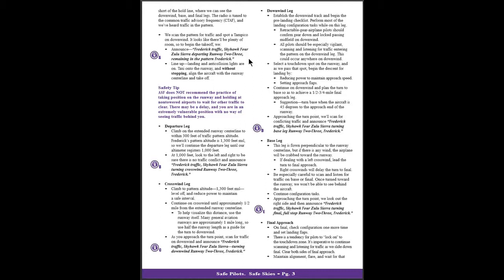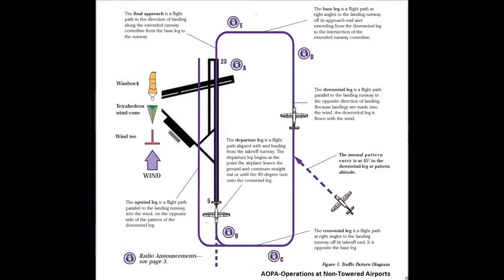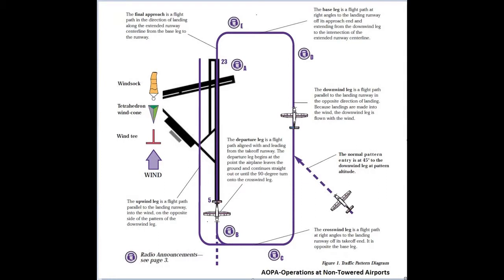So we'll first talk about a standard recommended approach to enter a pattern. Here we show the pattern around the airport. We're going to be entering from outside of the pattern, and the standard entry is at a 45-degree angle to the downwind leg, somewhere around the midfield portion of the pattern. Typically you are a mile to a mile and a half away from the airport. You're paralleling the runway at the point where you intercept the downwind leg of the pattern.